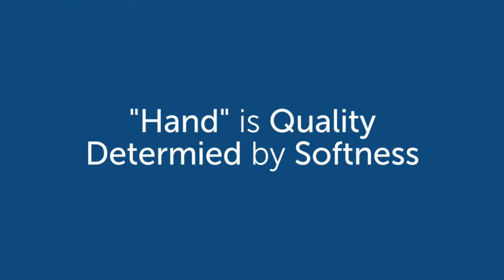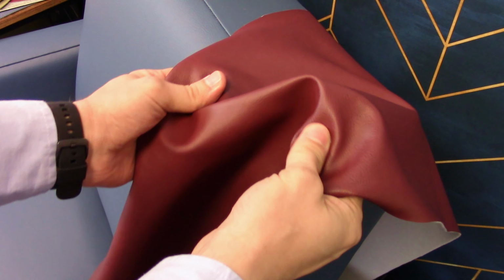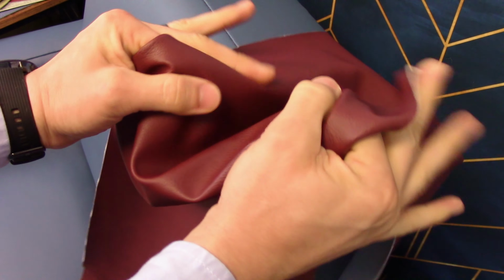The first thing I ever heard when I joined this industry was hand. I didn't understand what they meant. I said, I've got two of them. Very simple. Softness. So when you grab a piece of vinyl, does it have a soft hand? What's the hand like? How does it feel?